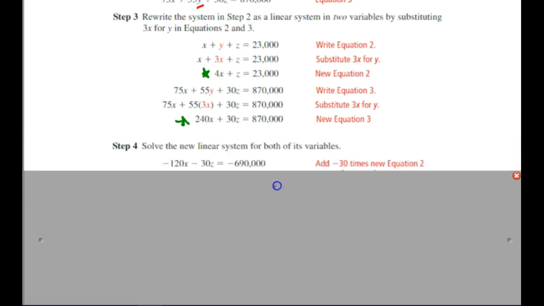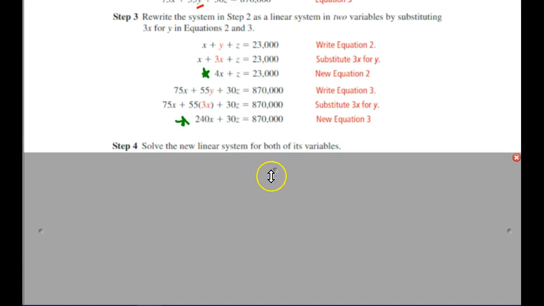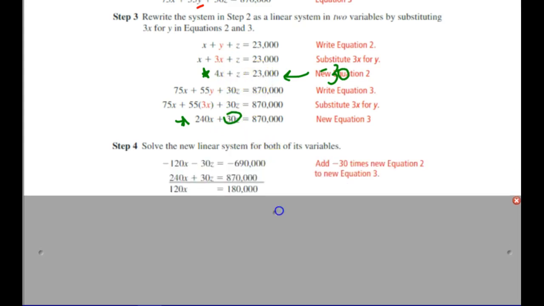So now I just have my system of 2 equations, and what I want to do is I can either use substitution or elimination. Generally, elimination can be a lot cleaner to use, so we're going to do that. So I see I'm going to deal with my z's. I want to get rid of z's first because they're smaller numbers. So to get rid of these z's, I'm going to multiply this entire equation by a negative 30. And I pick a negative 30 because this is a positive 30. And to get rid of that positive 30, this z would have to be a negative 30. So that's where we do this. So I end up with a negative 120x minus 30z equals a negative 690,000.